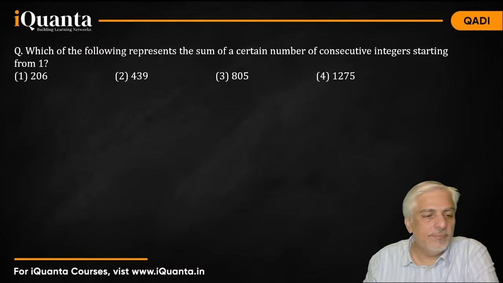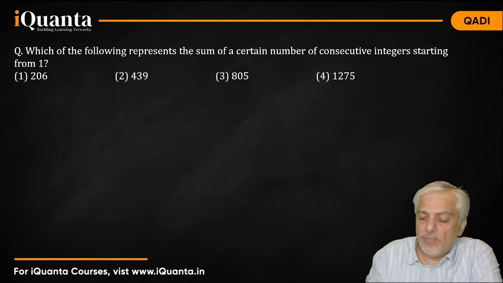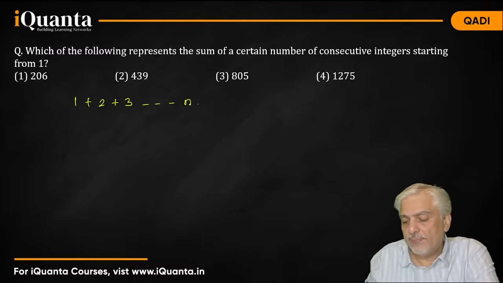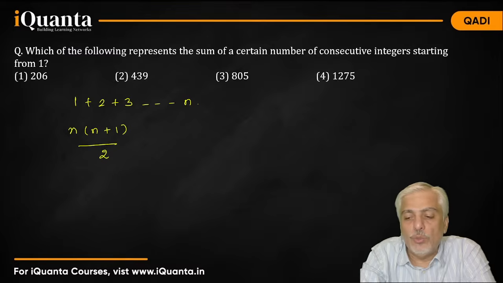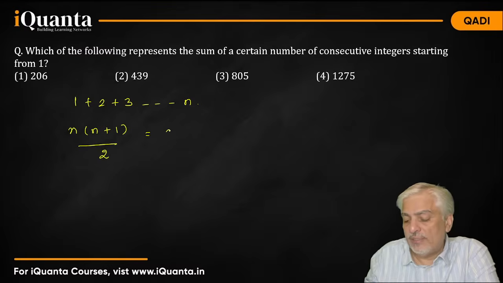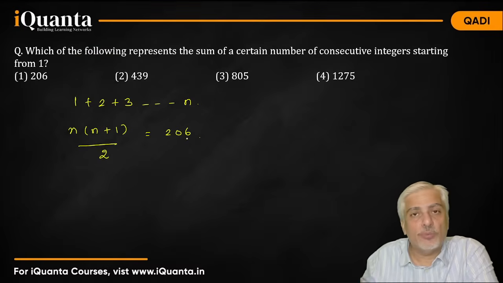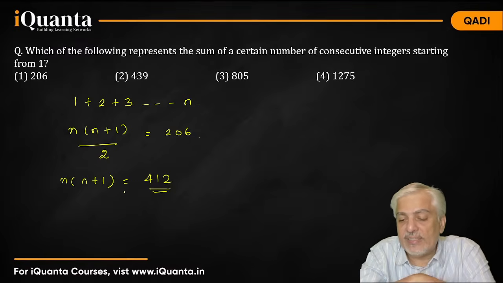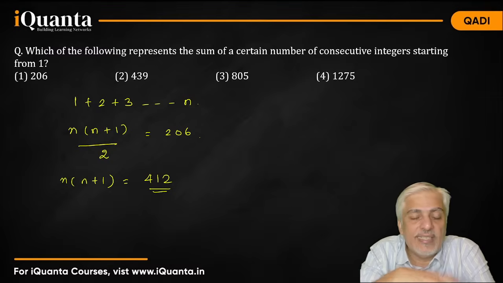Okay, let's check. Basically, we know that if we start from 1 plus 2 plus 3 up till n, the sum is n into n plus 1 upon 2. Now, what you need to do, a lot of people said 1, I don't know why. N into n plus 1 upon 2 is equal to 206. If I take the first option, then n into n plus 1 is equal to 412. Are there two consecutive numbers whose product is 412? That is how you think.